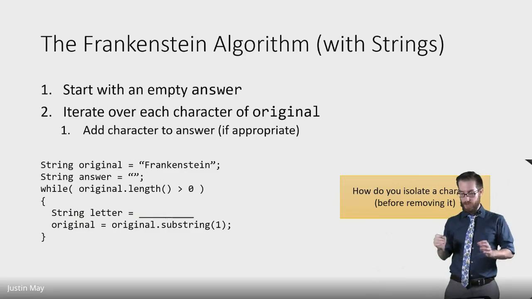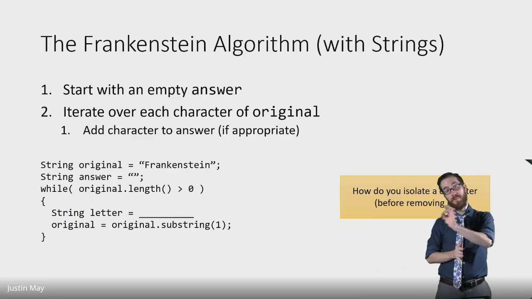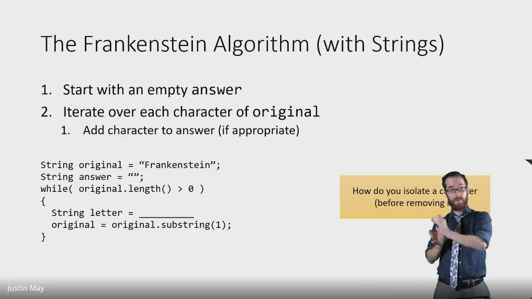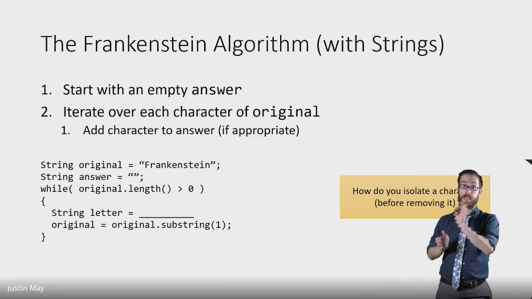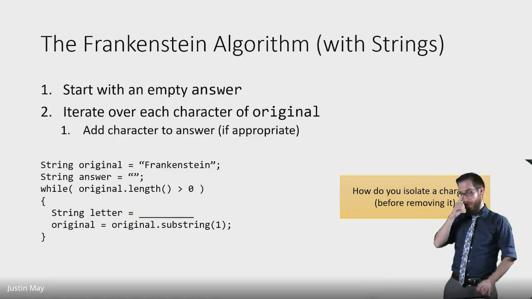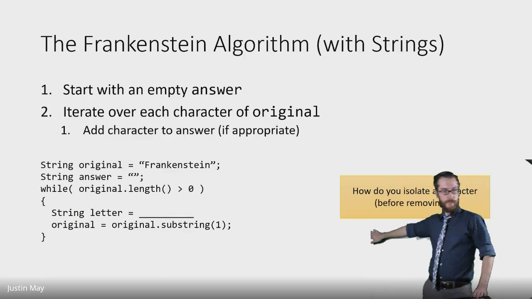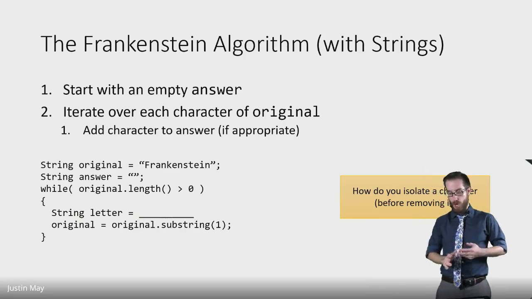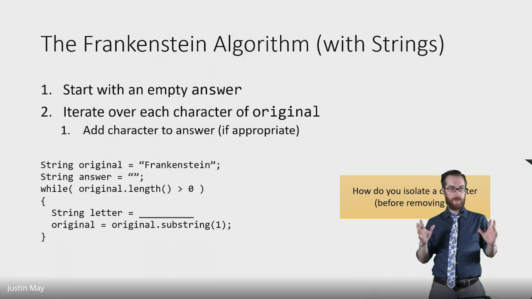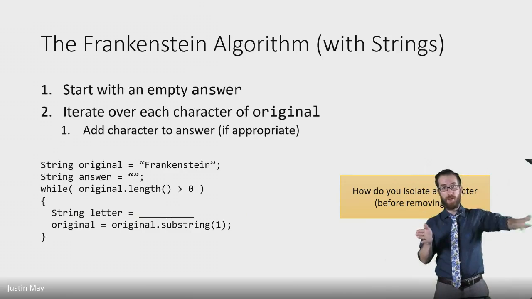So that's going to take everything starting at index 1. Remember, we start indexes from 0. So the first character is index 0, the second character is index 1. And by using the substring with one argument, it's going to start from index 1 and go all the way to the end of the string. So original.substring(1) is going to return a string that has all of the characters from original except for the first one, starting from the second character all the way to the end.